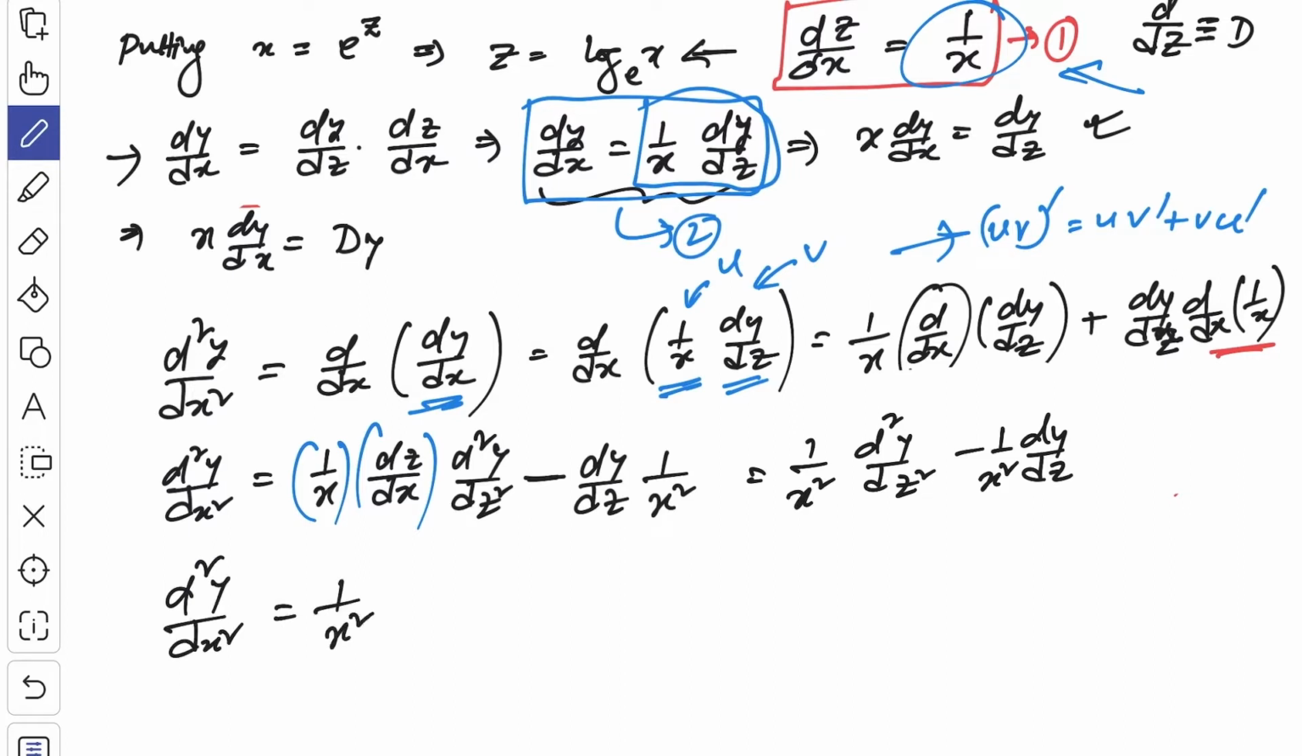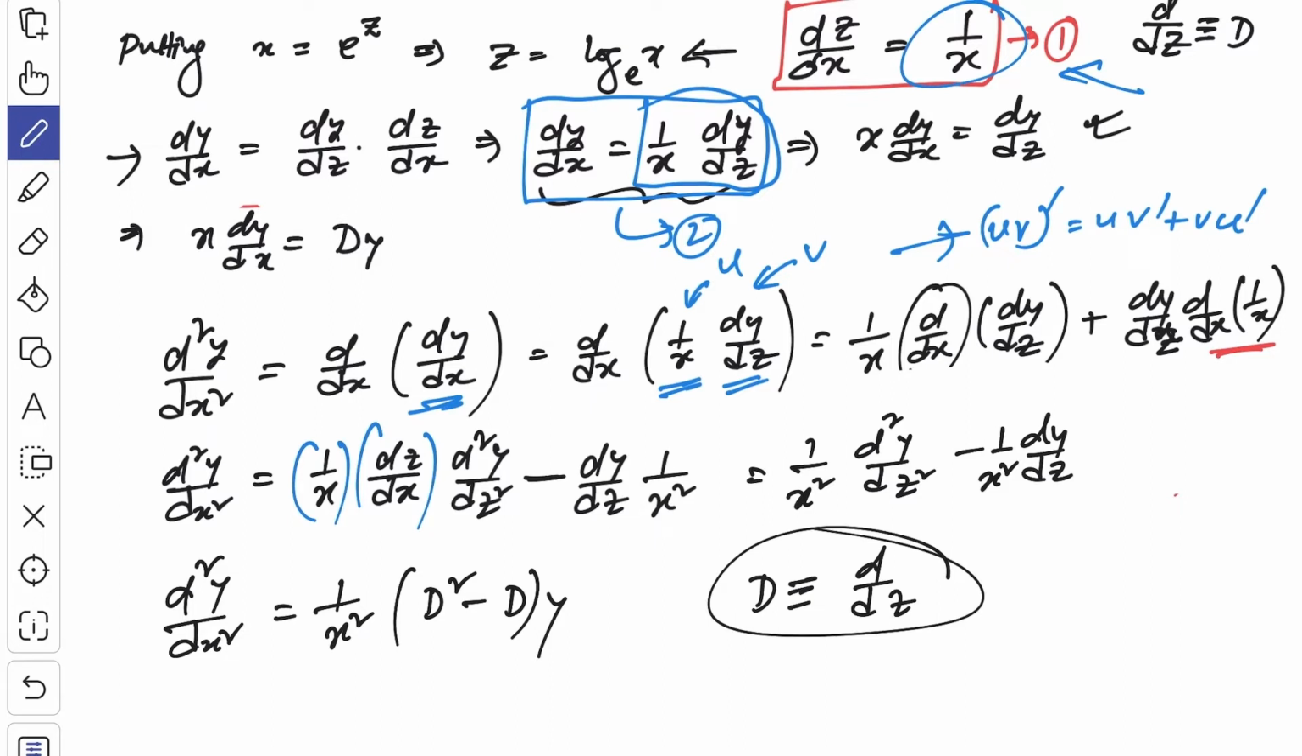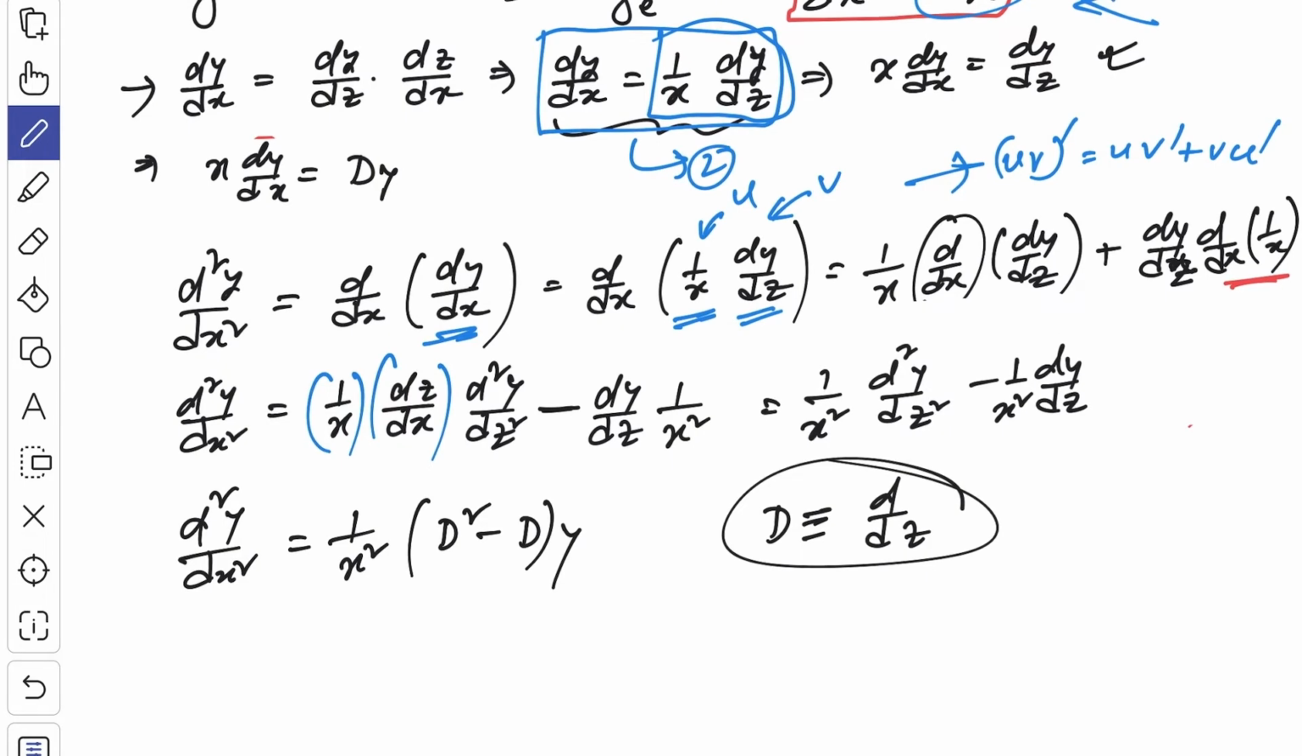One by x square is taken common, then you can write D square minus D. Here D means the differential coefficient d by dz, right? So if you replace that coefficient by capital D, then you will get this one. From here also you can take D common, and then it becomes x square d²y by dx² equals D into D minus 1 y.